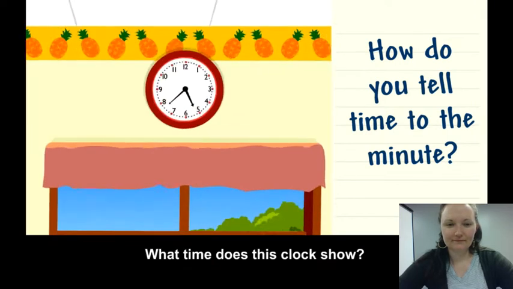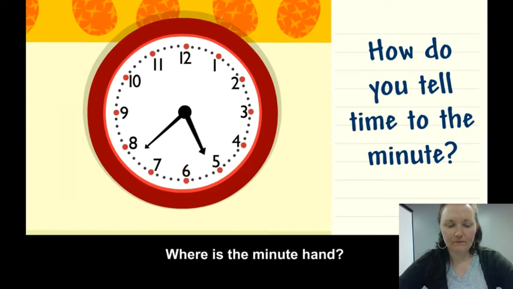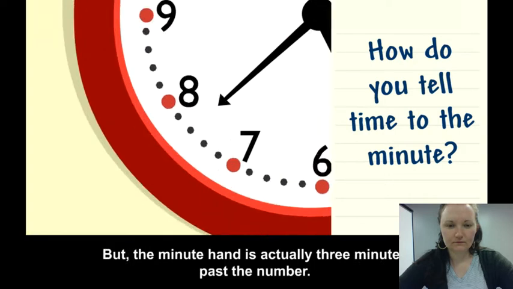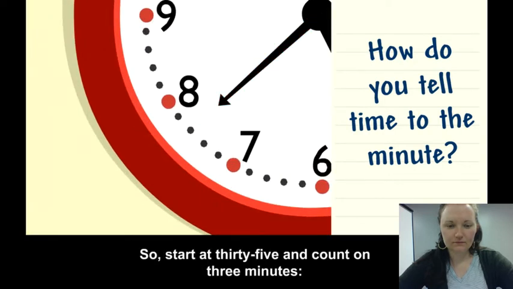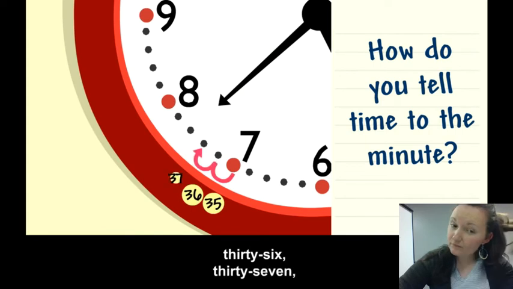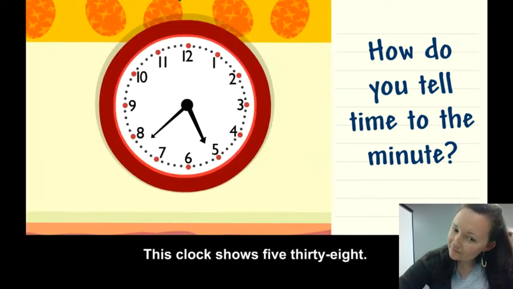What time does this clock show? The hour hand is between the 5 and 6. Where is the minute hand? When the minute hand is on the 7, it is 35 minutes past the hour. But the minute hand is actually 3 minutes past the number. So start at 35 and count on 3 minutes. 36, 37, 38. This clock shows 5:38.